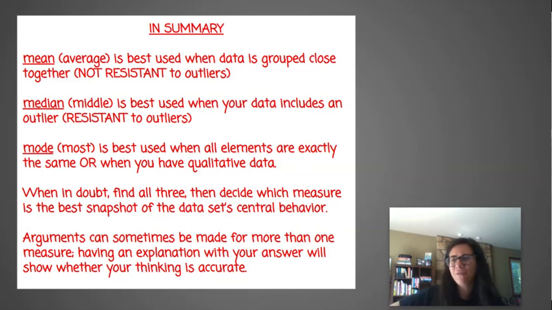And when you're in doubt, find all 3, look at all 3 numbers, and then look at the data and use your common sense. Mode, median, mean, which one of those seems to represent all of the data? If I got rid of the data and someone said, you can only tell me one number, which of those numbers do you think would best represent most of the data, the central behavior of the data?